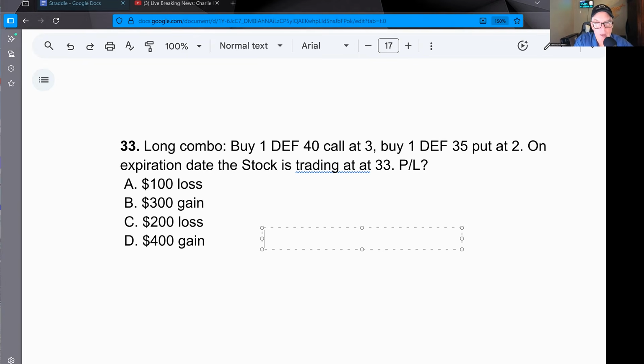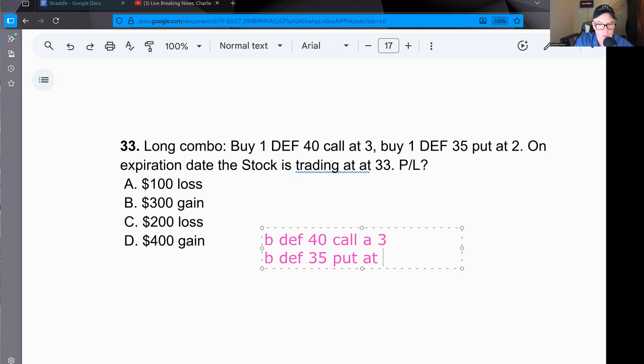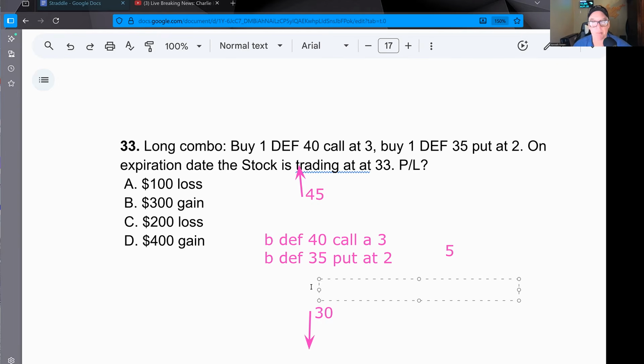Okay. Buy one 40 call at 3 and buy one 35 put at 2. So first thing I know, I'm adding them up. That's $5. 5 up, 45. 5 down from 35. That's 30. It's a long straddle, so I want volatility. And then down, and where to go? Close at 33. Max gain unlimited, max loss premium.